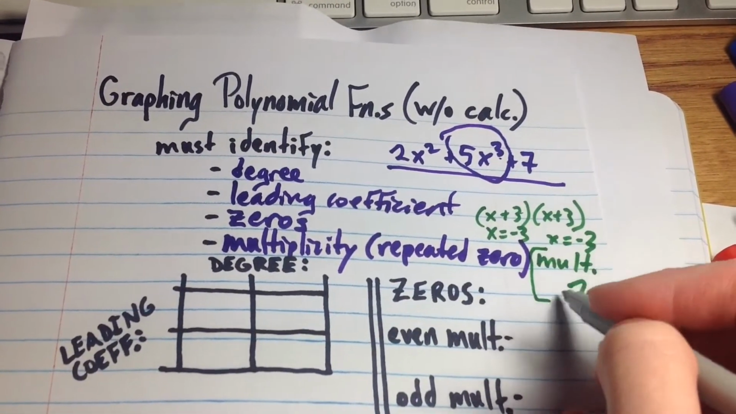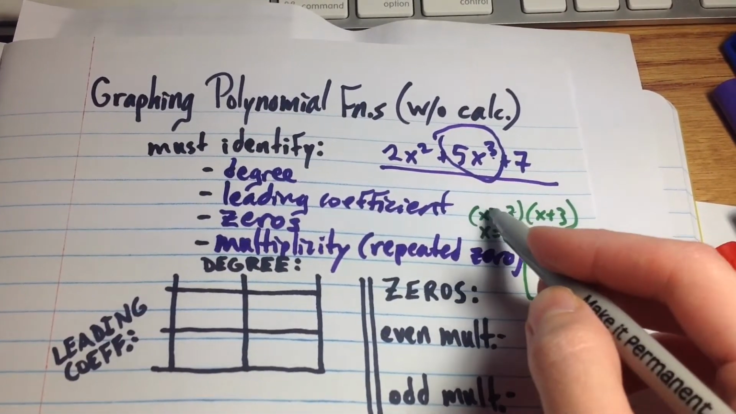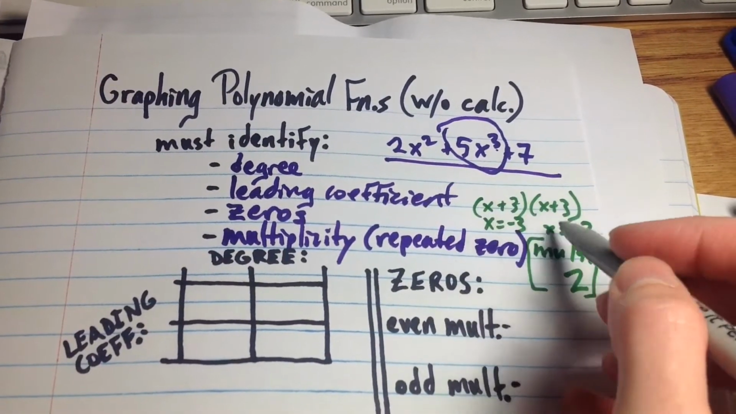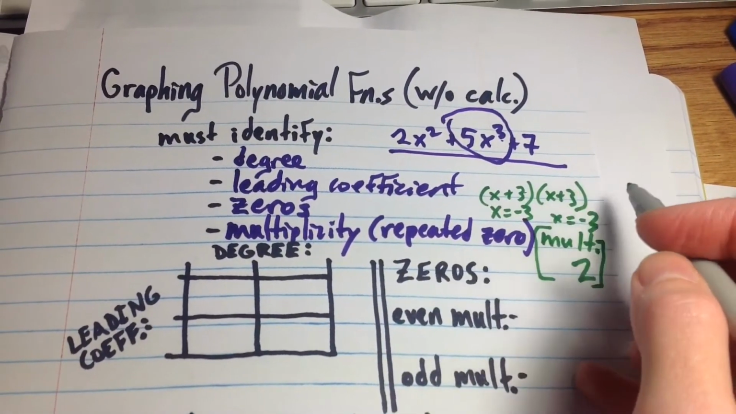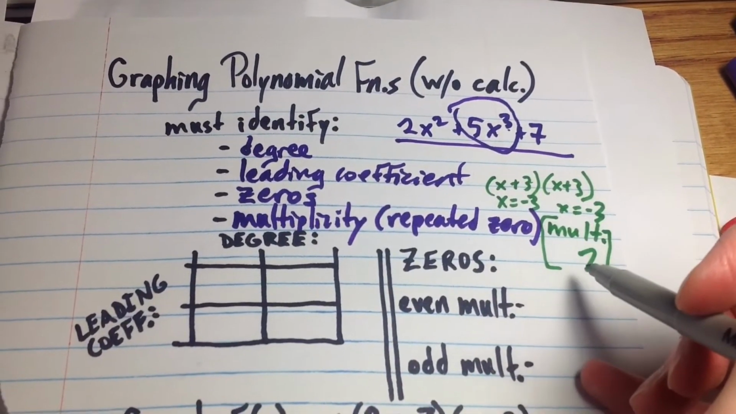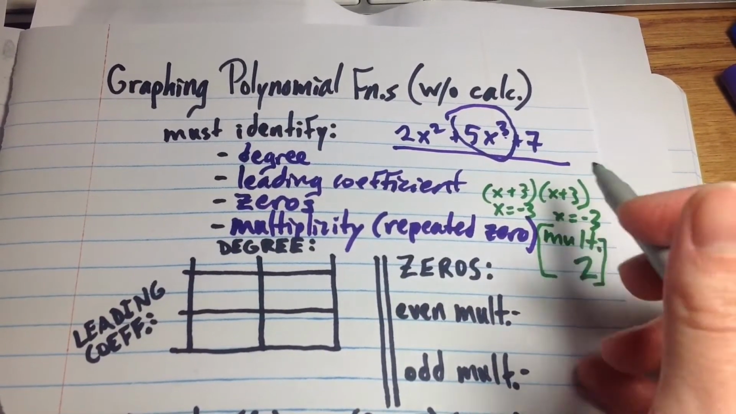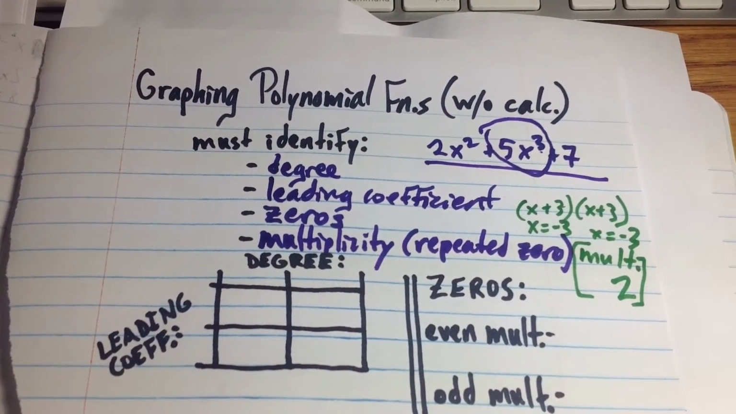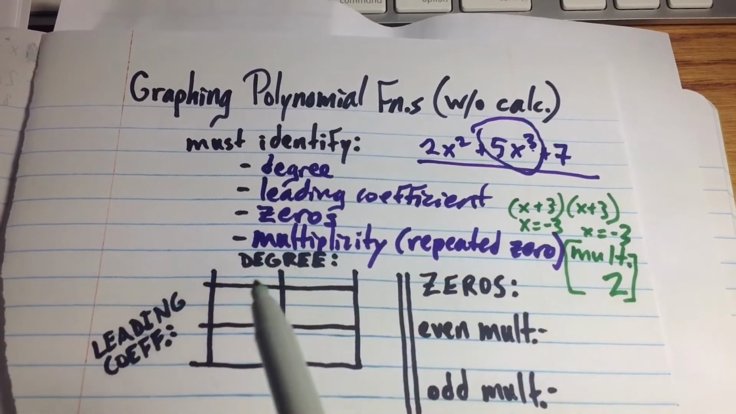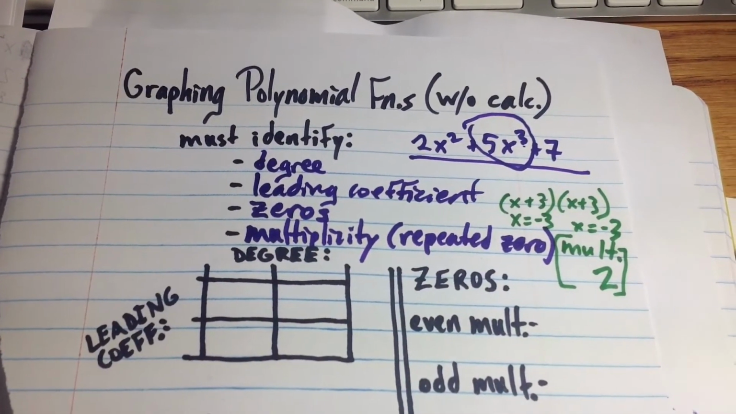Usually your multiplicity is 1 because usually it's not repeated, but sometimes you have that same factor twice and then you would have a multiplicity of 2, or imagine you could potentially have it 3 times and then you'd have a multiplicity of 3. Alright, so those are the 4 things you need to be able to identify. Then based on your degree and leading coefficient, that'll have an effect on what your graph looks like.